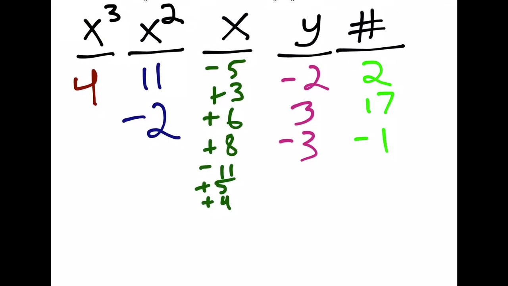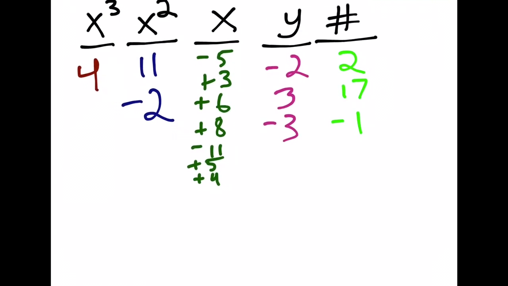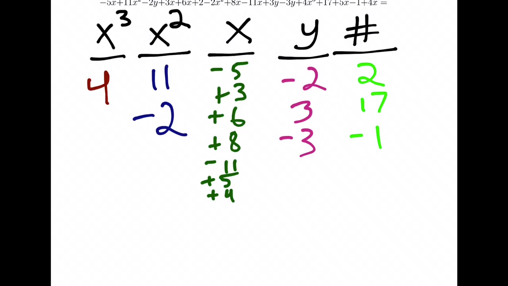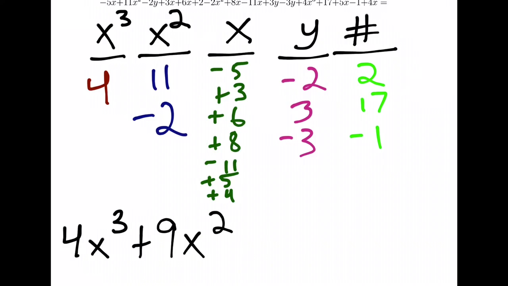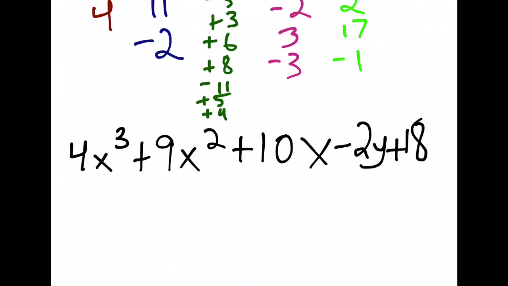If I want to combine these like terms, I can simply add these columns straight down and rewrite in terms of the variables. This gives me 4x cubed, 11 minus 2, which is 9x squared, minus 5 plus 3 plus 6 plus 8 minus 11 plus 5 plus 4, which gives me a positive 10x, negative 2 plus 3 minus 3, which gives me a minus 2y, and for my numbers, 2 plus 17 minus 1, which gives me plus 18. And that is my final answer.